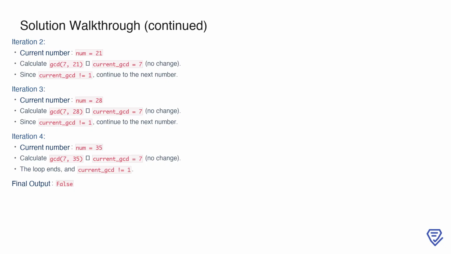Finally, in the fourth iteration, the current number is 35. Calculating the GCD of 7 and 35 results in a current_GCD of 7 once more. The loop ends, and since the GCD never became 1, the function returns false for this example.